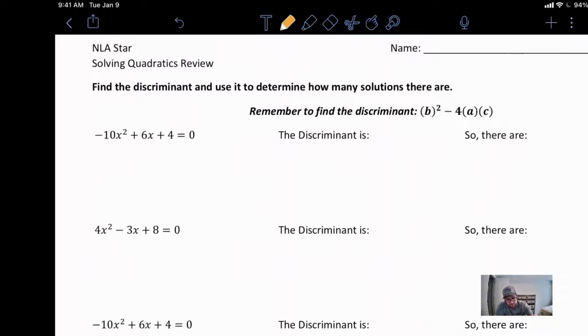Remember, the formula we're going to use, and this will be given to you on the test, to find the discriminant is b squared minus 4ac. Now remember, this is always your a value, this is your b value, and this is your c value. You're going to use all three of those pieces together to find the discriminant.